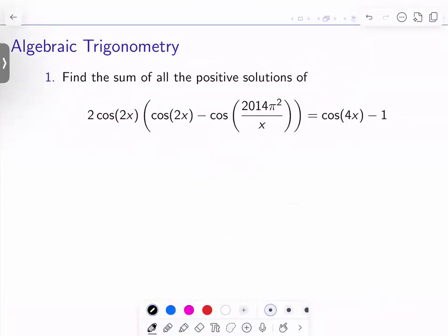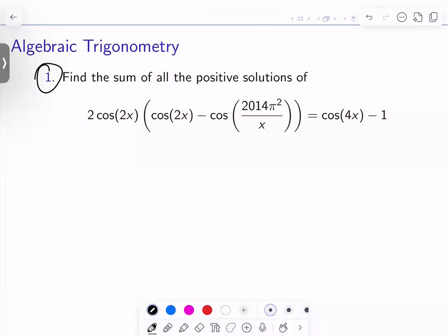There's a request for me to do algebra trig 1 from the homework, so I'll do that as well. And again, if you guys have any more homework problems, just put them in now, and I'll get to them after this question. So for this question, we need to find all the positive solutions for this equation.